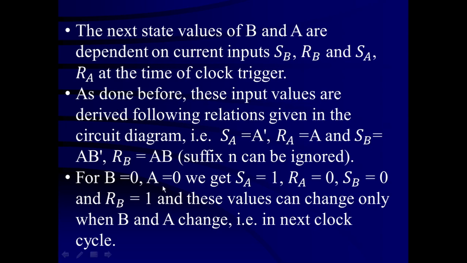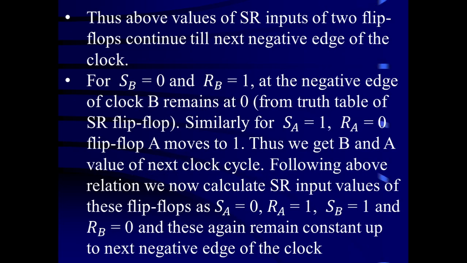For B is equal to 0 and A is equal to 0, we get SA is equal to 1 and RA is equal to 0, SB is equal to 0 and RB is equal to 1, and this value can change only when B and A change in the next clock cycle, and that way the waveform for A and B can be drawn. Thus, the above value of SR input of the two flip-flops continues till the next negative edge of the clock.